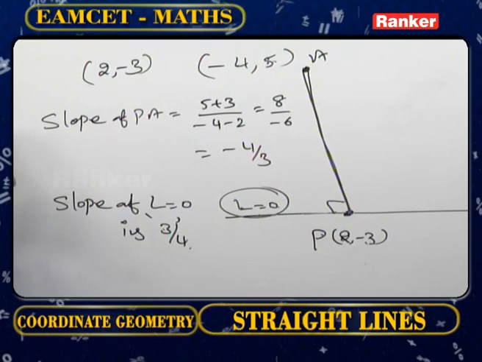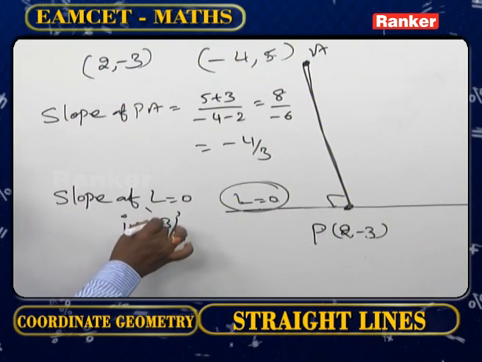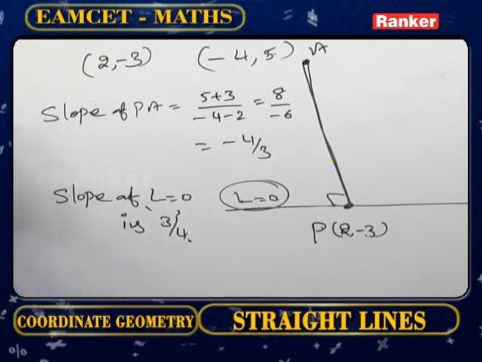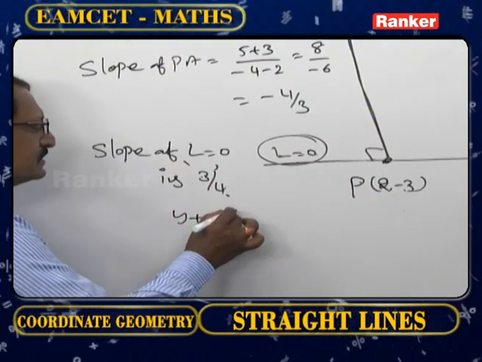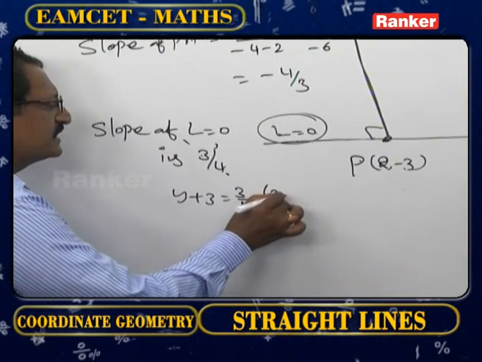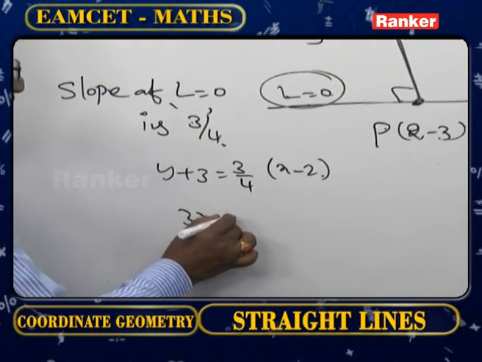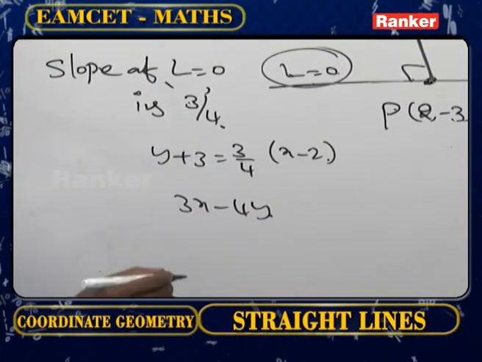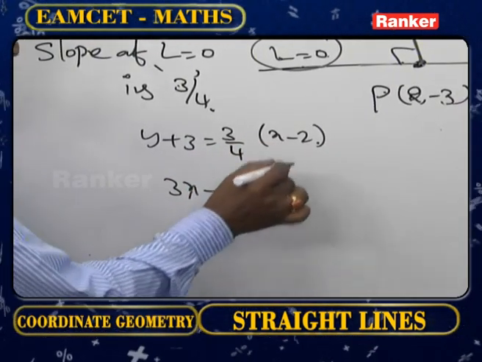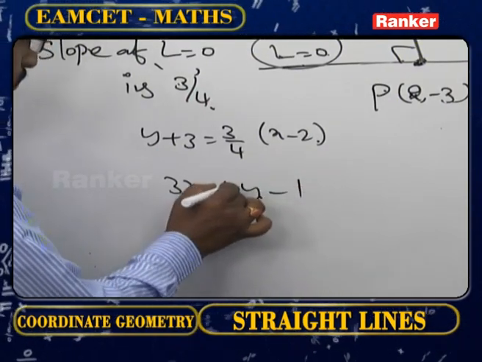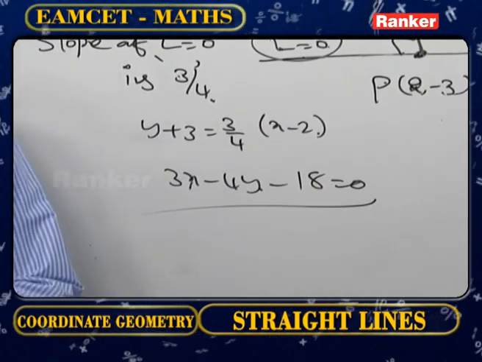Now, required is the equation of the straight line L equals 0. You know the slope is 3 by 4 and it passes through the point (2, minus 3). Now the equation of the line is y minus of minus 3 equals m into x minus x1. Now we get 3x minus 4y minus 18 equals 0. Second option.